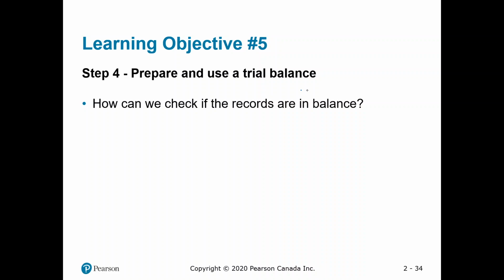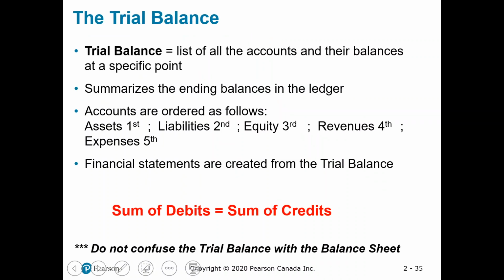So for that, we're going to use these balances and we're going to create a trial balance, which is how we check that our records, our debits equal our credits. So the trial balance is a list of all of the accounts and their balances at a specific point in time. And as I said, it summarizes the ending balances in the ledger. So we'll look at all of the different balances in our ledger accounts and we'll bring them into one place. So we'll list them all as our trial balance.